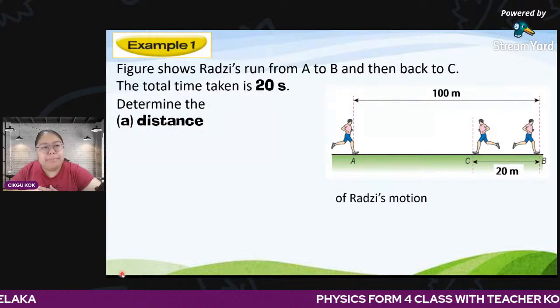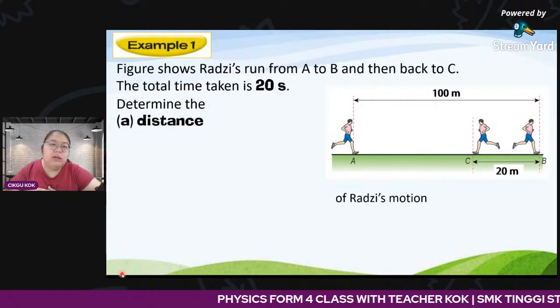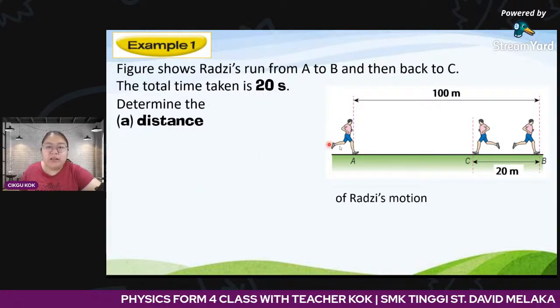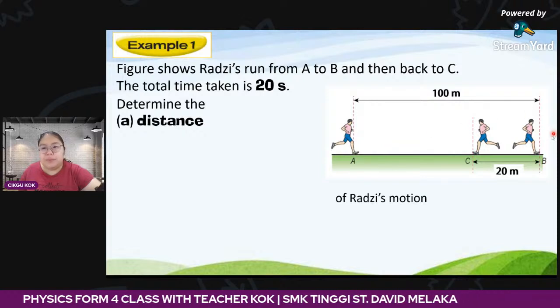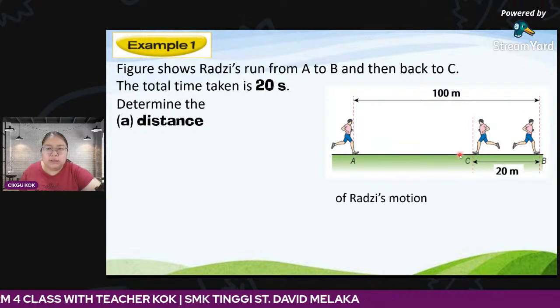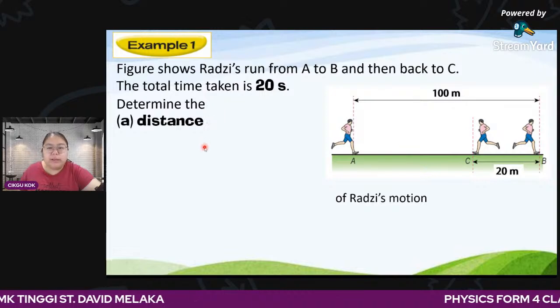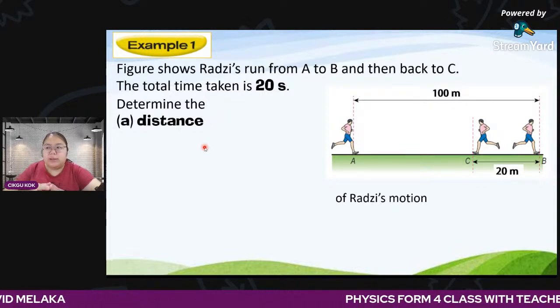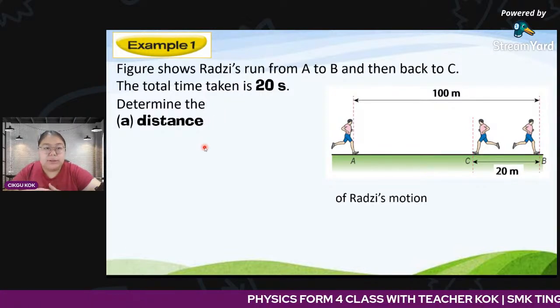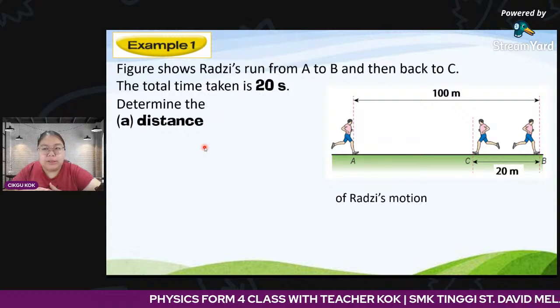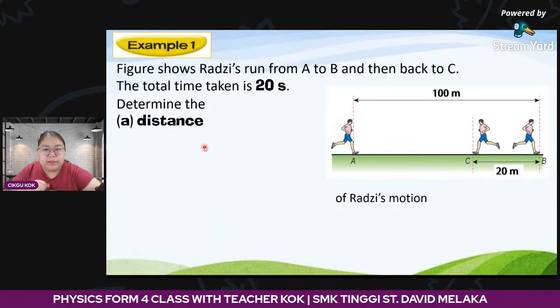Okay, example 1. Let's see the figure. They show Razis running from A, then to B, then back to C. First one, the total time taken is 20 seconds. Determine the distance. Tell me what is the distance. What's the distance from this question?